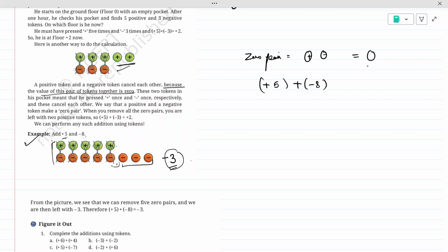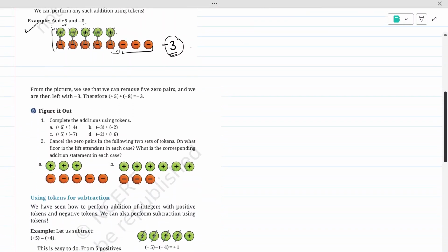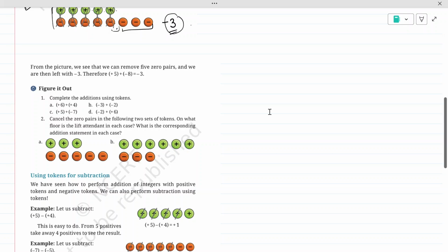Zero pairs have the value 0, and what is remaining? Only 3 negative coins, that is minus 3. So this is how we have done this question. Now we have to figure it out based on this. Complete the additions using the tokens. So let's do A part and B part.